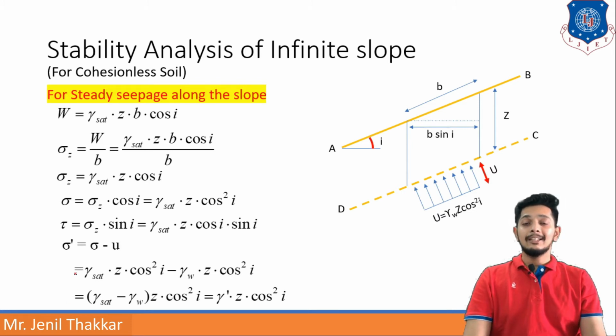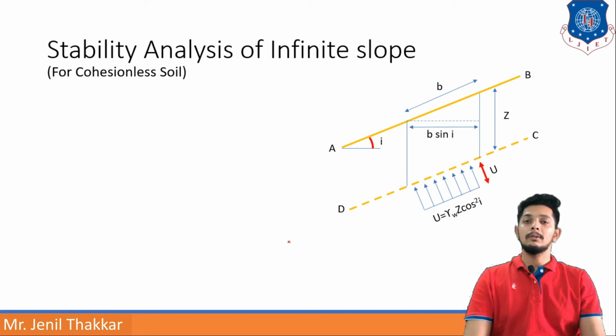Let us write sigma dash is equal to sigma minus u. From the very initial chapter on soil water, we get this equation given by Terzaghi. Here sigma can be written as gamma saturated z into cos square i, minus u, which can be written as gamma w z into cos square i, where u is the pore water pressure. Now deducting pore water pressure from total stress, I will get sigma dash as gamma saturated minus gamma w into z into cos square i, and gamma saturated minus gamma w will be gamma dash. So we can write sigma dash as gamma dash z cos square i.